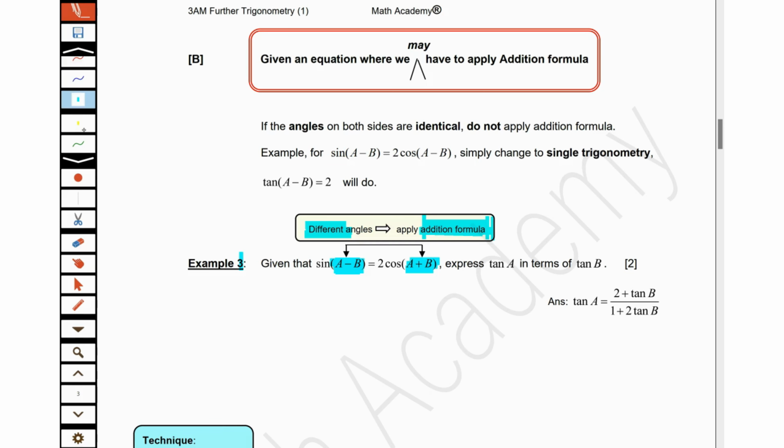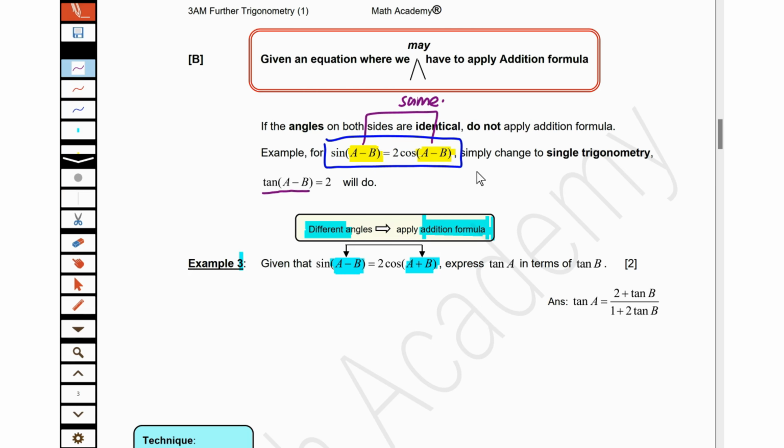Now in contrast, if your angles are the same, for example, there's a question which is sine (A minus B) equals 2 cosine (A minus B). What I'm trying to say is that even though you can see there's a trigo with a bracket that looks like the formula, it doesn't mean that you have to use the formula. The reason why you do not have to use a formula for this one is because your angles are the same. So when your angles are the same, what you have to do is change to tangent.